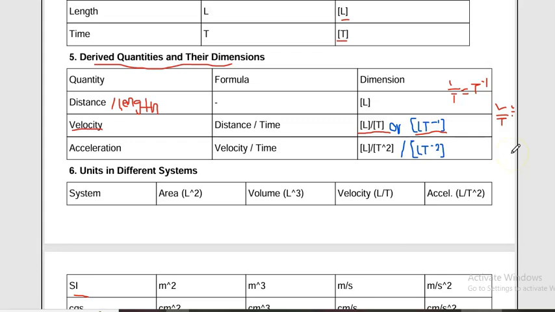Let me write from here. We divide by T, we have L over T squared. So this becomes the dimension for acceleration. This is also the dimension for acceleration. So now let's try to solve some examples.